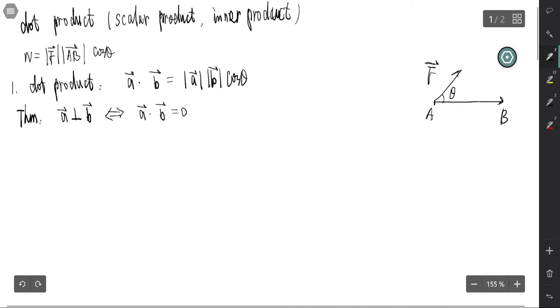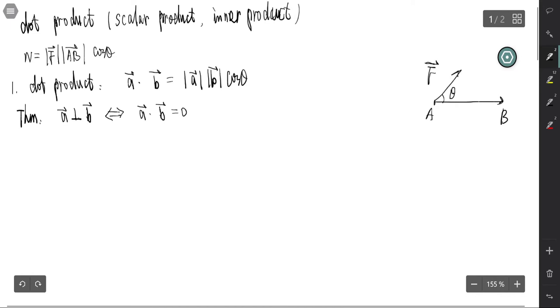It's easy to prove because if A dot B equals zero, then either the length of A or B is zero, or cosine theta is zero. If the length of A or B equals zero, then A or B should be the zero vector, and the zero vector has any direction, so it's perpendicular to any vector.